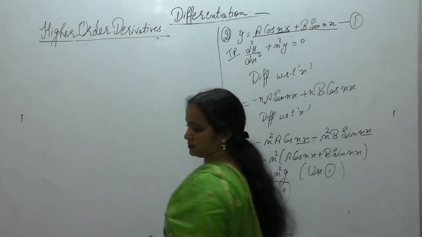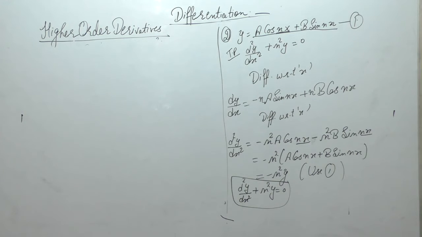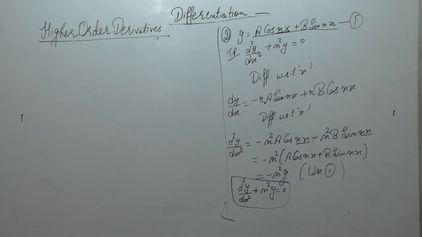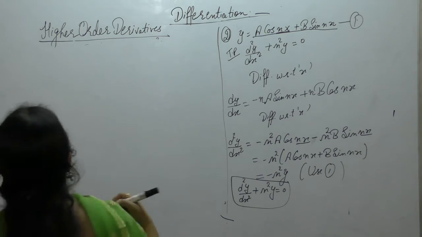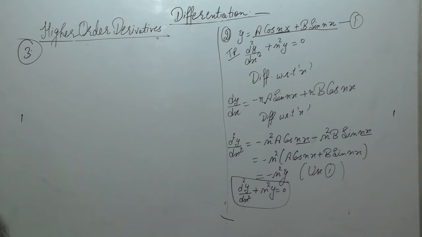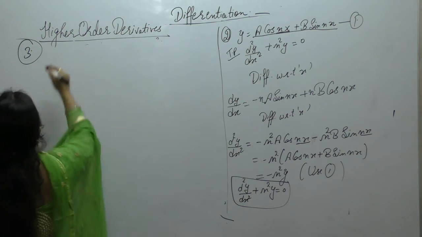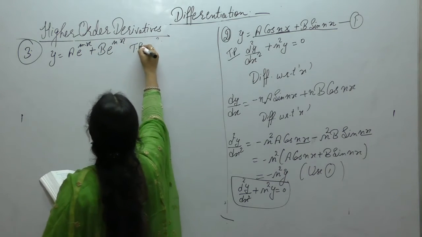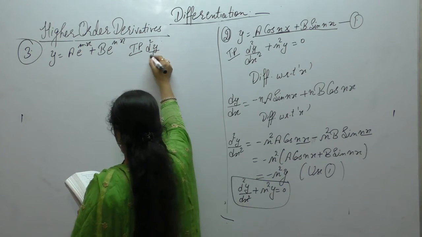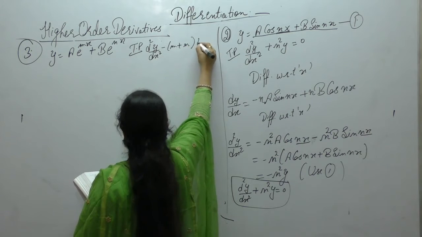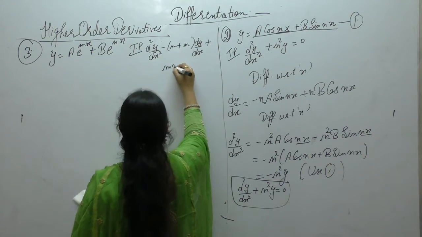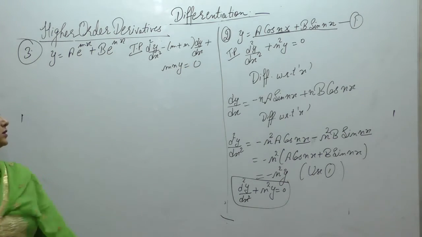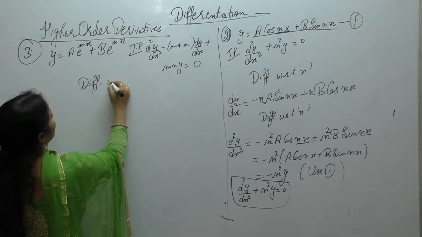Now the next one is, if y is equal to a e power mx plus b e power nx, then show that d square y upon dx square minus (m plus n) dy upon dx plus mn y equal to 0. Differentiate with respect to x.